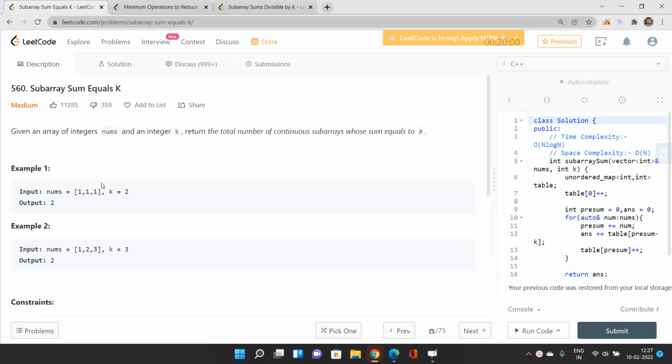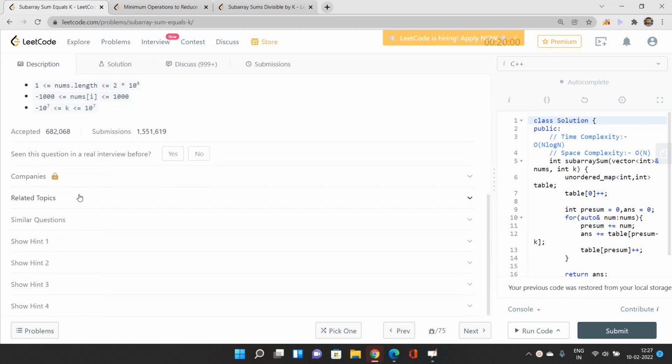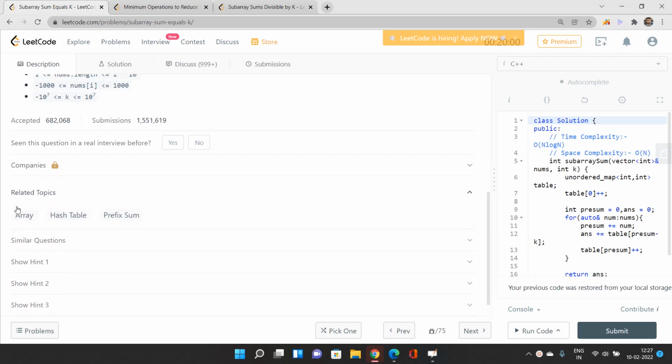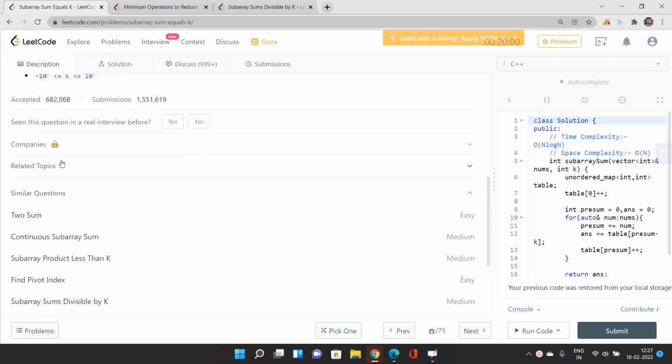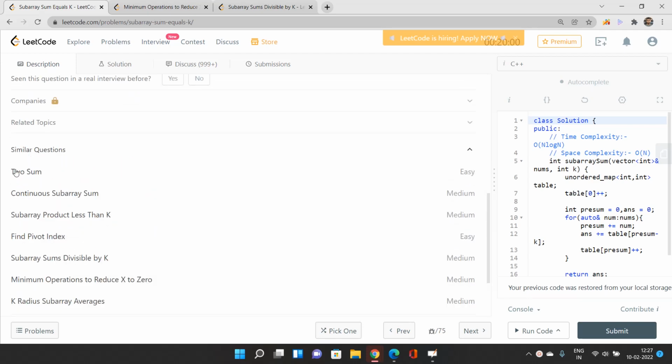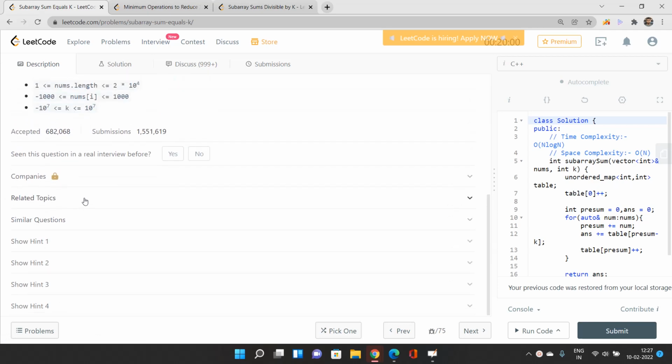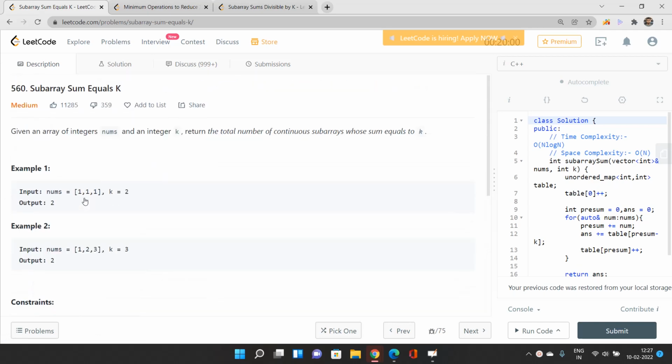If you are not aware of the hash table and how we are going to use it in this problem, you can come over to the similar questions section. At least you can do the problem called two sum, and you can also do the problem continuous subarray sum. If you are able to do that, then you have a good idea how we can use the same concept to solve this problem efficiently.